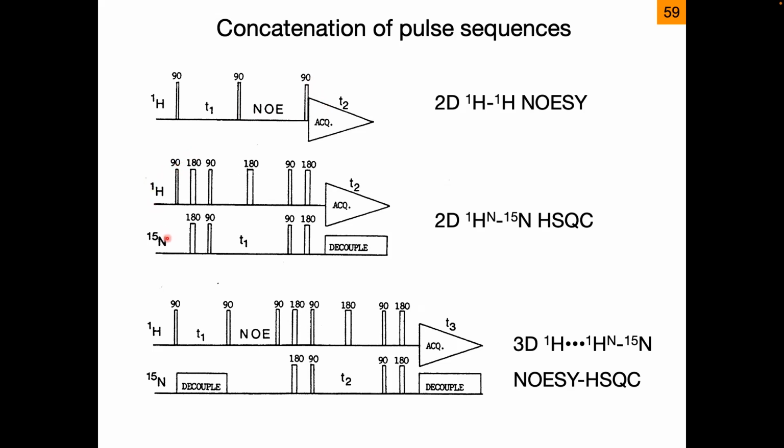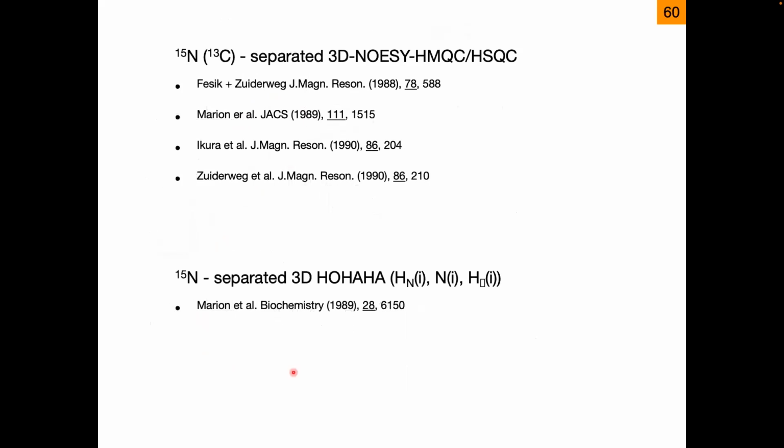So you could use an HSQC, proton nitrogen, and all you have to do to get a 3D spectrum is put this NOE experiment in front of the HSQC. So this is very easy. And now there are the original experiments. I think most of them, Gottfried, if I forgot one of yours, I apologize. So it's pretty easy.